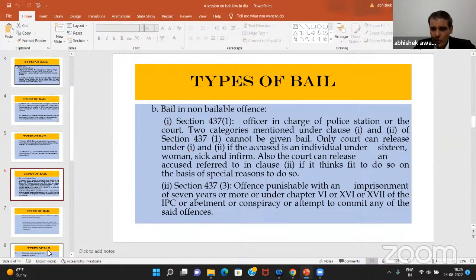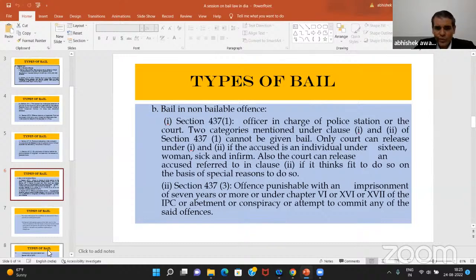Now, again, under clause 1 and 2, the court can release the person on bail, provided he is infirm, sick, or a woman, or a person under 16 years of age. Then, under clause 2 also, the court can do so if it thinks it right on the basis of special reasons. The court has to record the special reasons.